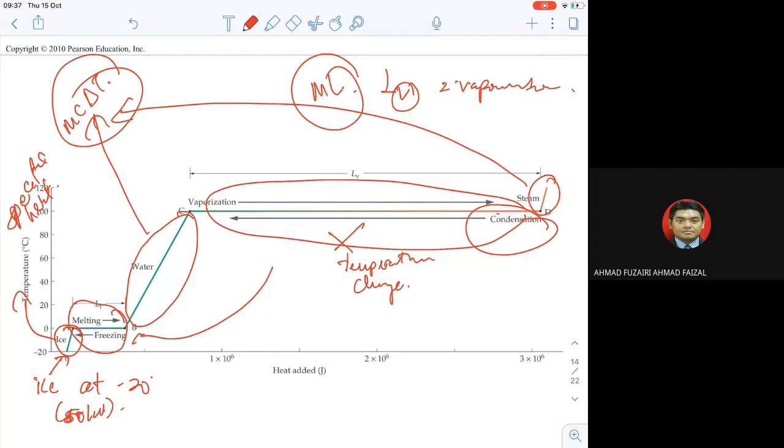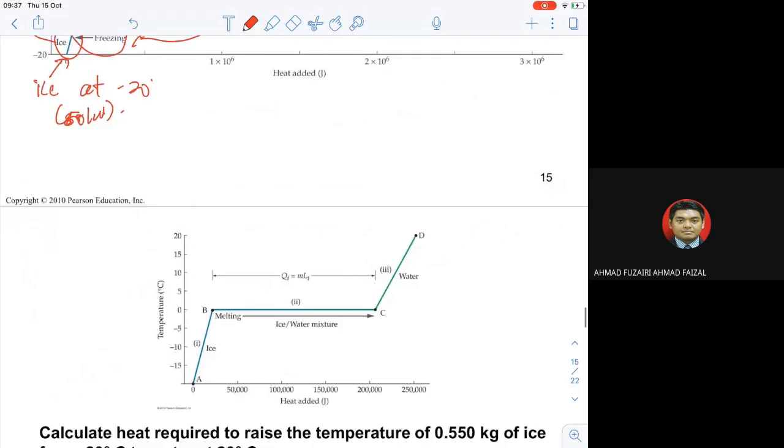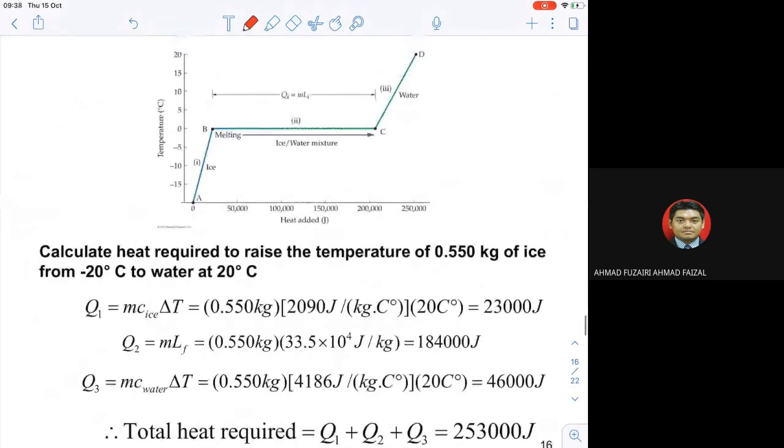So the question will ask you, let's say, contoh dia. Okay, calculate the heat required to raise the temperature of 0.55 kilogram of ice from negative 20 degrees Celsius to water at 20 degrees Celsius. So maksudnya dekat mana? Dekat bawah ni sampai dia sampai atas ni. So everything you must consider, you must calculate everything.